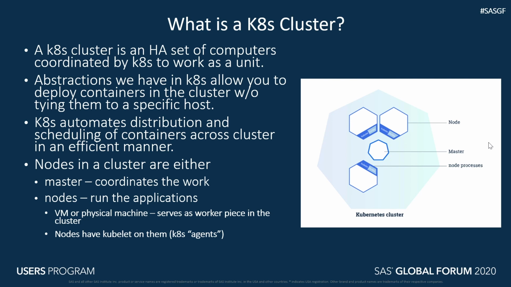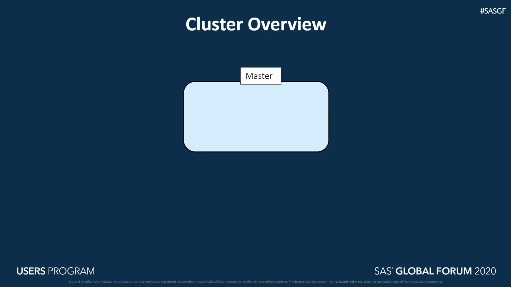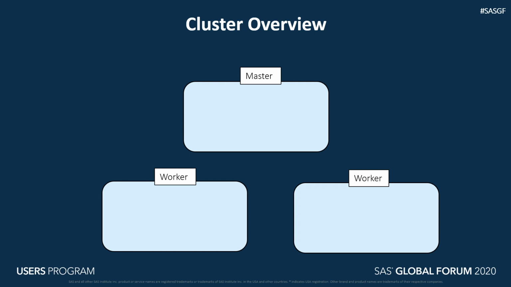The nodes can be VMs or physical machines again, and the worker nodes will have a thing called a kubelet on them, meaning that this is the Kubernetes agent software. We'll talk more about this in a moment. Let's take a look at a cluster overview to help you get a basic idea of how a cluster is set up. If we start out thinking about the master node here, the master node is set up to coordinate, get input, that sort of thing out there. And then we have various worker nodes out there in our cluster as well.